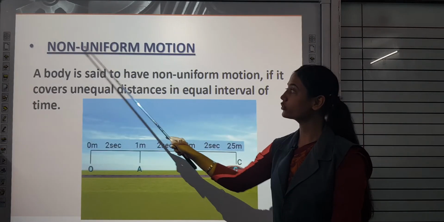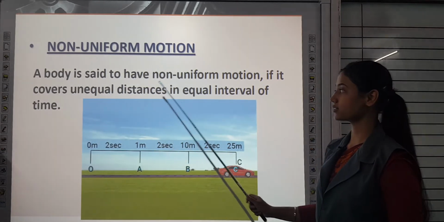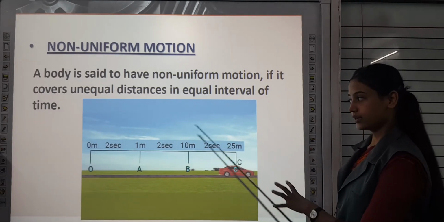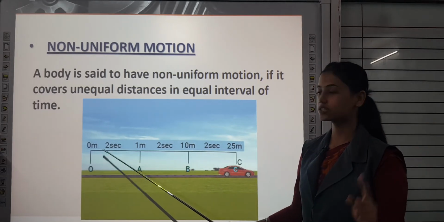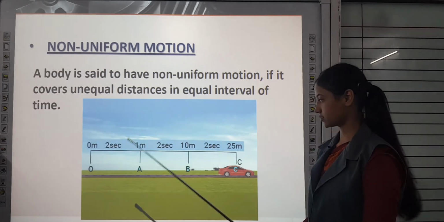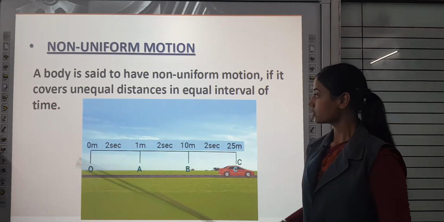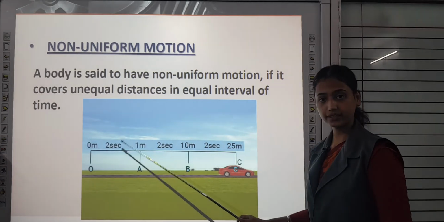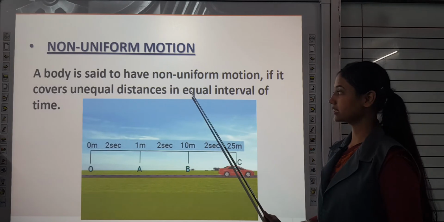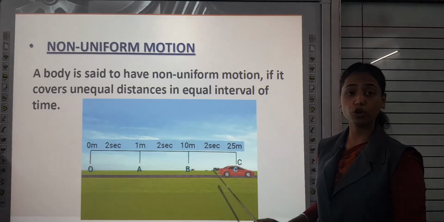In case of non-uniform motion, the body covers unequal distances in equal intervals of time. Here you can see the same car. In the first 2 seconds, it covered 1 meter. Then in the next 2 seconds, it covered 9 meters. Then in the next 2 seconds, it covered 15 meters. So the distance is not the same in each interval. So when a body covers unequal distances in equal intervals of time, this car possesses non-uniform motion.